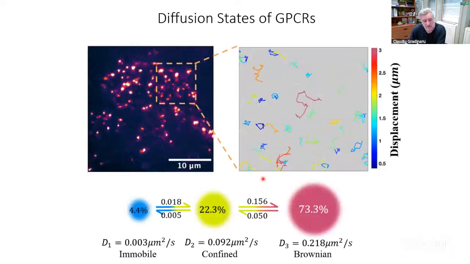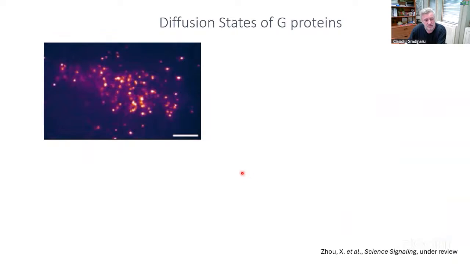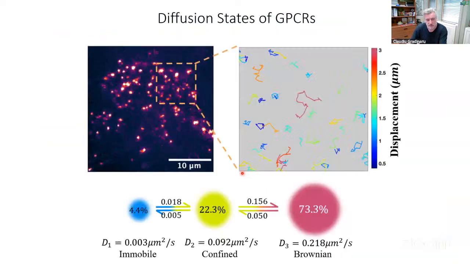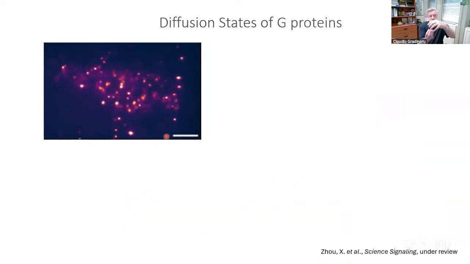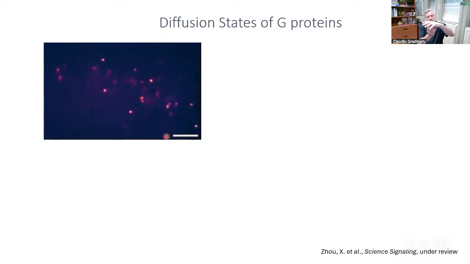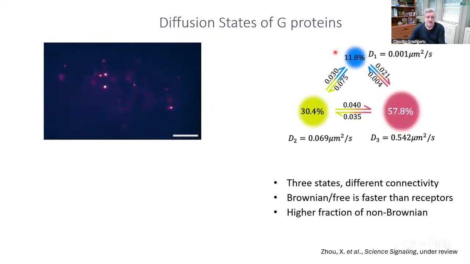Now, this was for the receptors. How do you think the G proteins, which are inside the cell, diffuse? They diffuse much faster because they are inside the cell, anchored in the inner leaflet of the membrane. And their state scheme is not linear. You see, it's triangular. All states are coupled, and there are significantly different populations of Brownian and confined, and look at the immobile, it is quite different. So the way proteins are diffusing and partitioned in the cell, our hypothesis was that it impacts the signaling output.